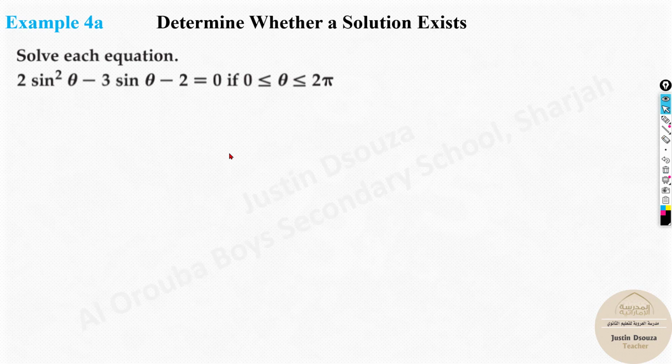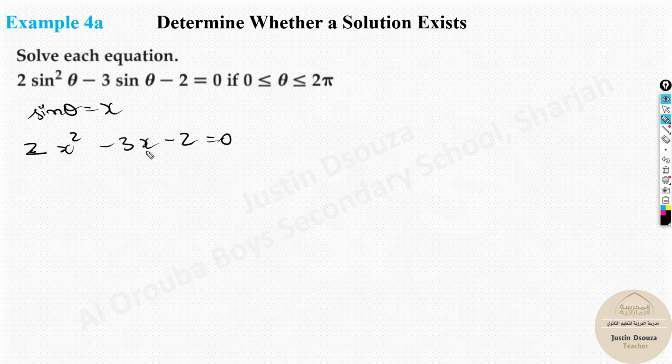Now here, for this case, what we need to do is recall quadratic equations. Now assume sine theta equals x. And let me rearrange this: 2x squared minus 3x minus 2 is equal to 0.